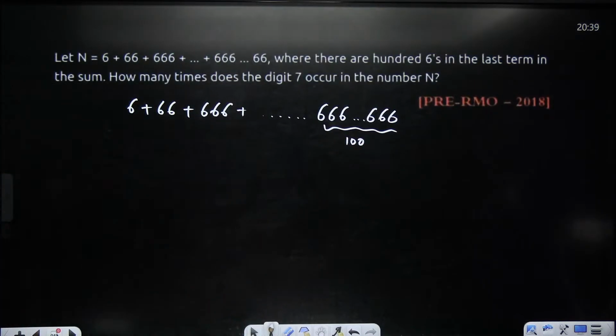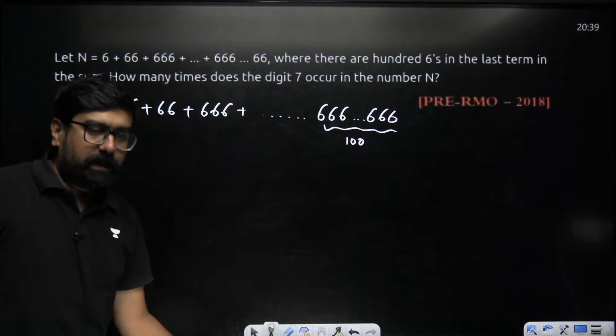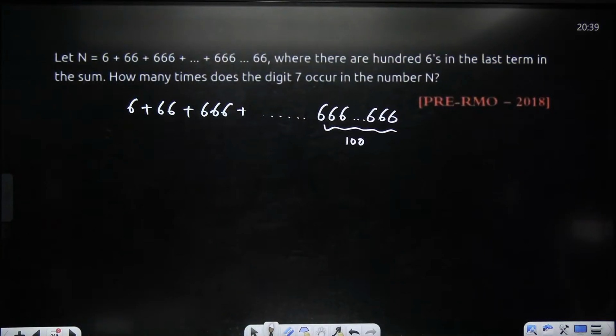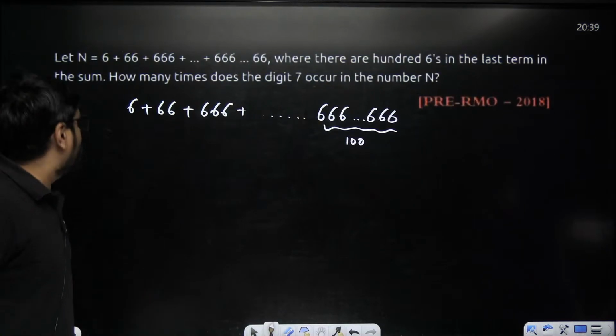Okay. Anybody who has solved this type of question? Very regular type of question. Many students must have solved it somewhere or the other. If you are solving number series, number system questions also, then you will get such a type of question. What is the idea?